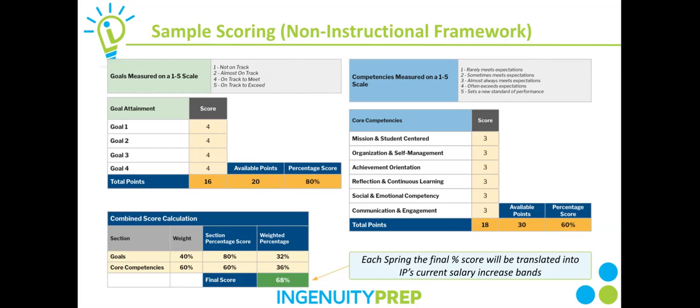Now that we have percentage scores for each of the components, we need to apply the weighting to arrive at our final score. Once we weight the section-based percentage scores by the weights, 40% for goals and 60% for core competencies, we arrive at the weighted percentages for each of these sections. Once we add them together, we arrive at a final score. Each spring, that final score will be translated into IP's current salary increase bands.